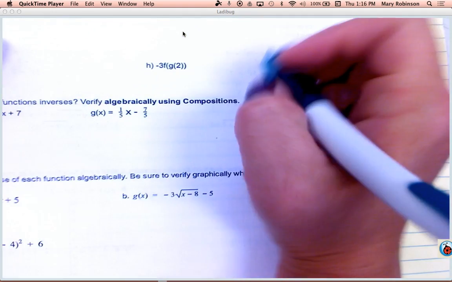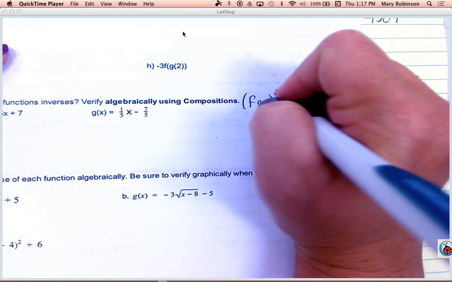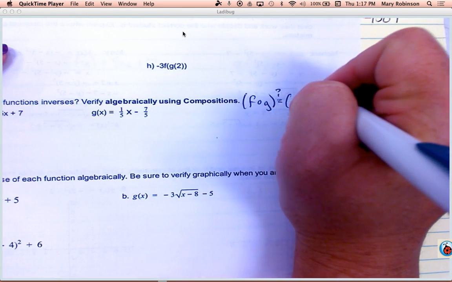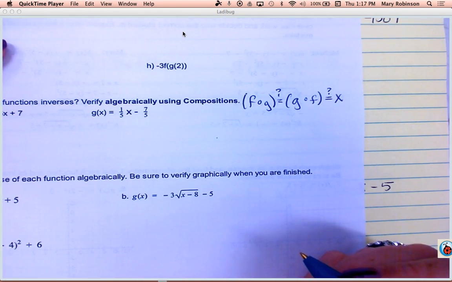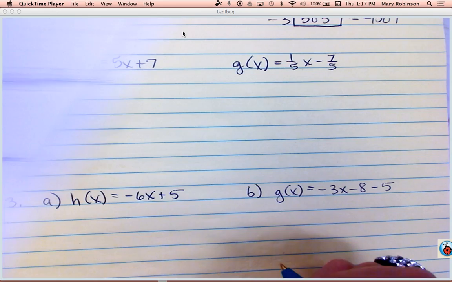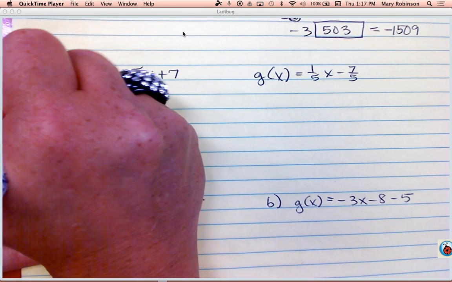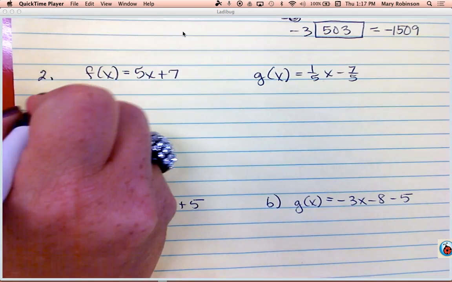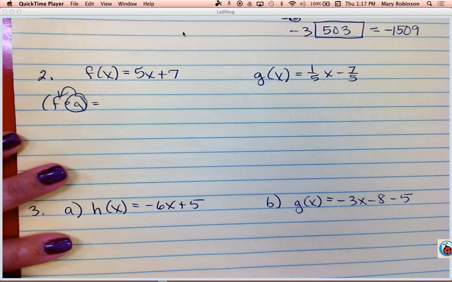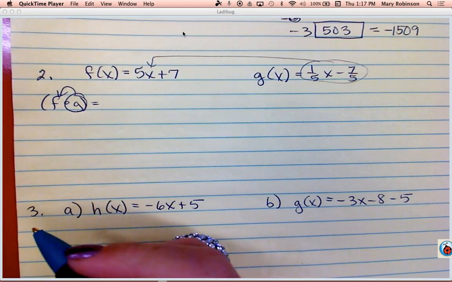So keep in mind that that means we're going to do f composed with g and see if it equals g composed with f, which, if it comes out to equal x, will mean that these two functions are inverses. So I have these two functions written here, and the first thing I'm going to find is f composed with g. So what that means is I'm going to take all of g and plug it into f. So I'm going to take all this g stuff and plug it here to f.